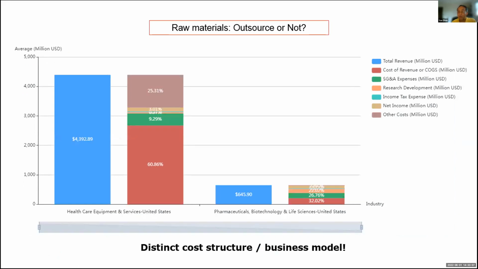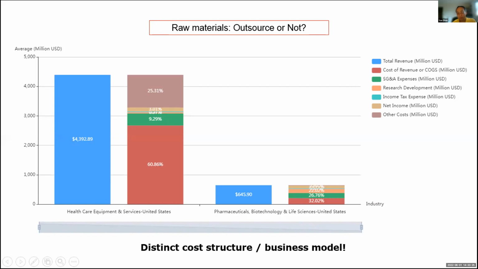And if we dive into the healthcare industry, we find that there are two industry groups. The first one is healthcare equipment and services, such as hospitals, and the second one is pharmaceutical, biotech, and life sciences. Essentially, the drug makers. Right, the healthcare equipment and services.